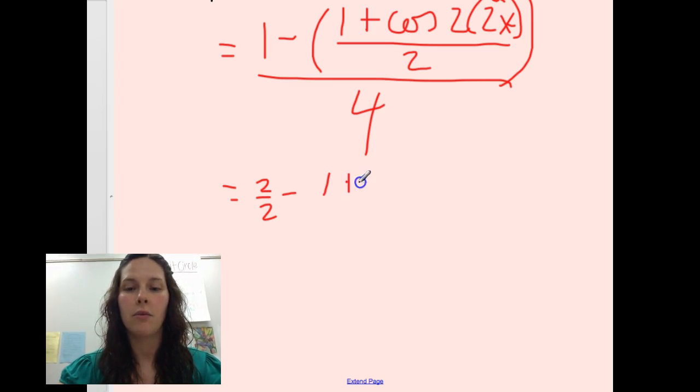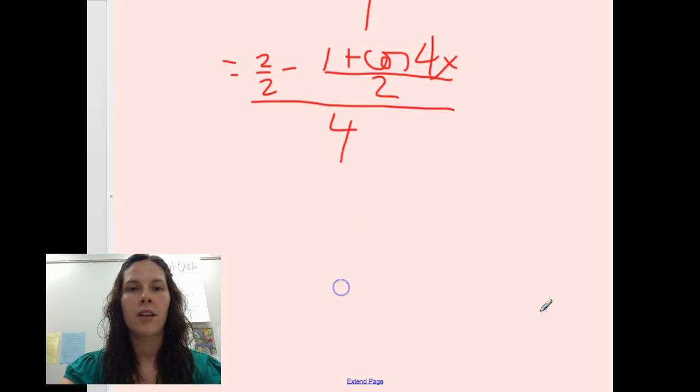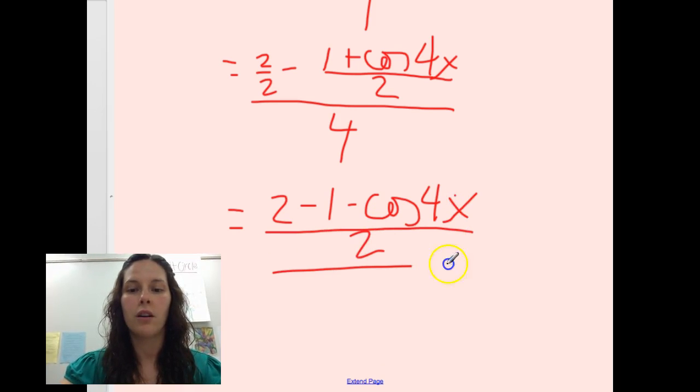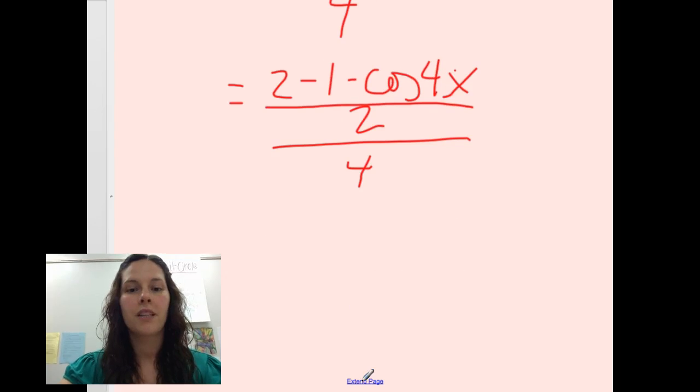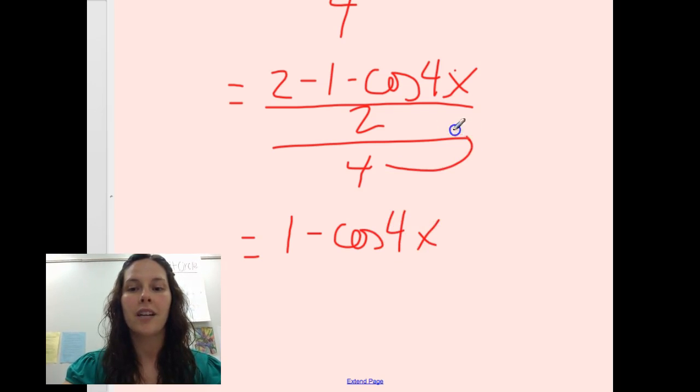And then I'll subtract my 1 plus cosine of 4x all over 2 all over 4. Once I do that, I can subtract in the numerator. Be sure you distribute that subtraction sign to the cosine as well as your 1. All over 2 all over 4. Subtracting in my numerator, I have 1 minus the cosine of 4x. And then when we've got this complex fraction, that 4 is going to go in the denominator as multiplication.